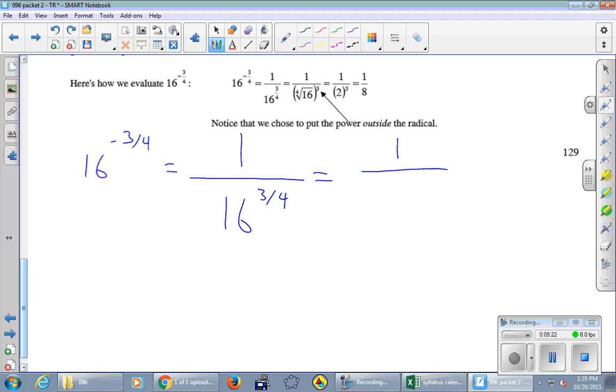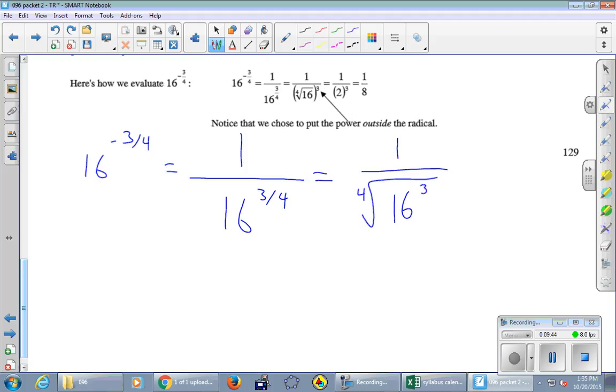Fraction power means what is going on behind the scenes is a radical of some kind. Fraction now just means radical. 16 is here. The 4, where does the 4 go? It's the index. How about the 3? It's the power. Now we have 2 choices for where we put this 3.